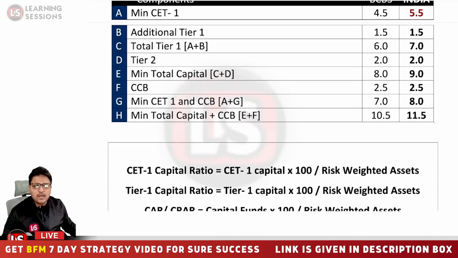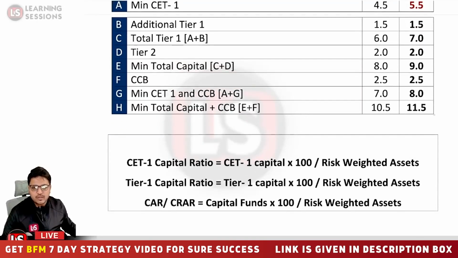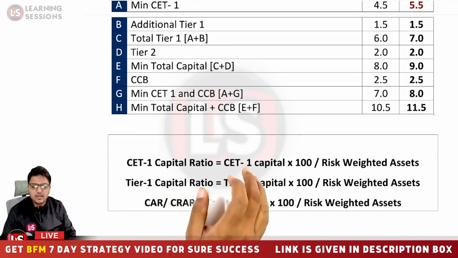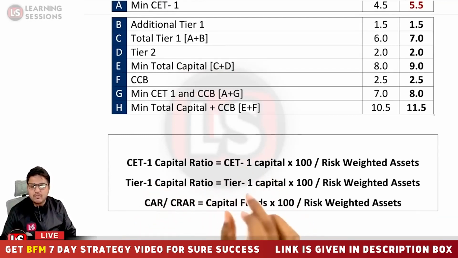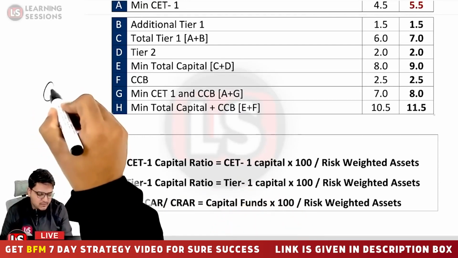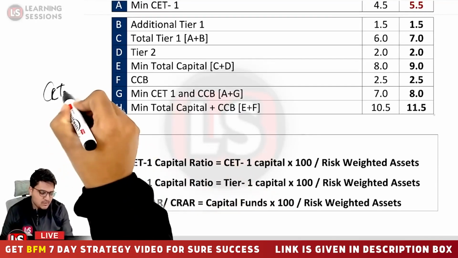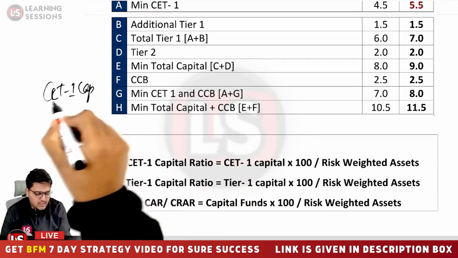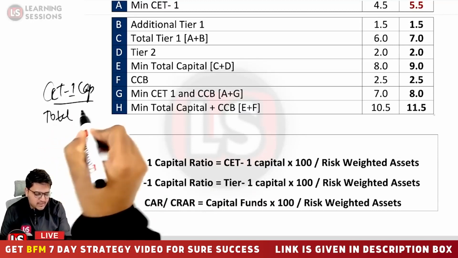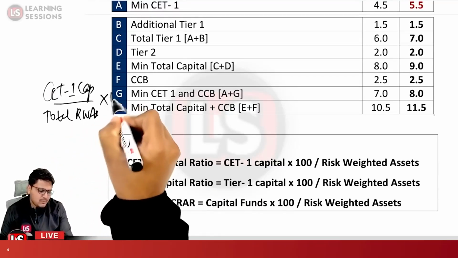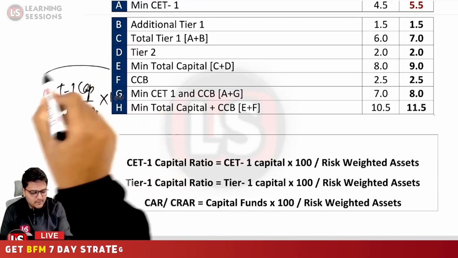So how can we calculate the CET1 capital ratio? If in a question we are asked to calculate the CET1 capital ratio, how will we calculate it? Just look at the formula over here. It is the CET1 capital you have, divided by the total risk-weighted assets, and further multiplied by 100. That is how you will calculate the percentage.